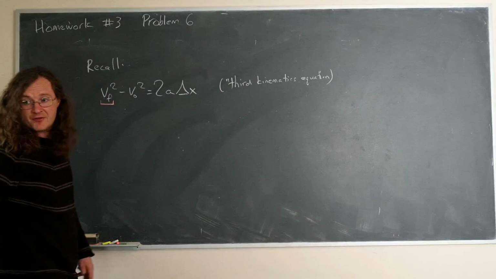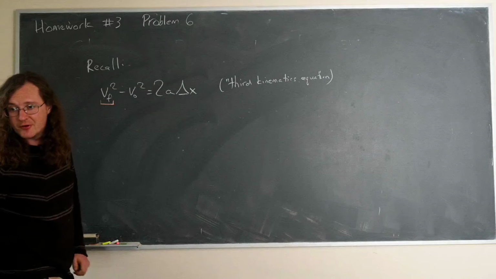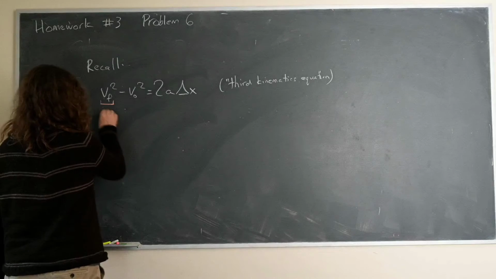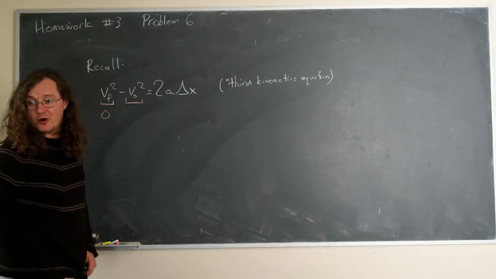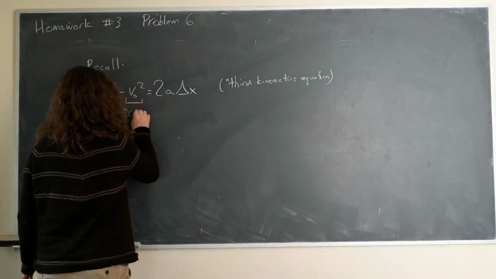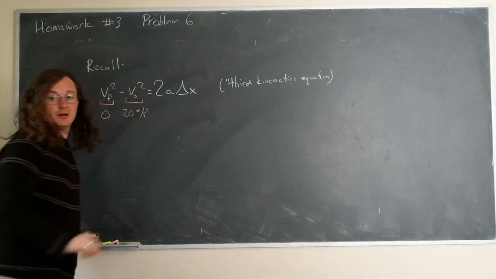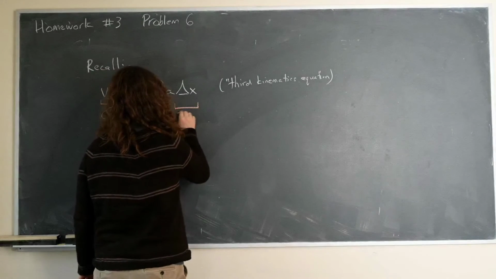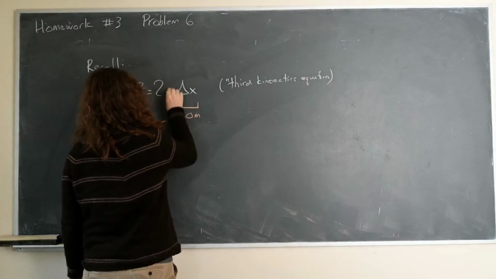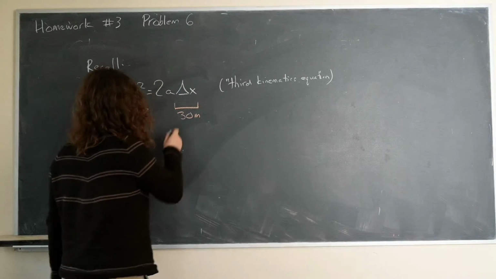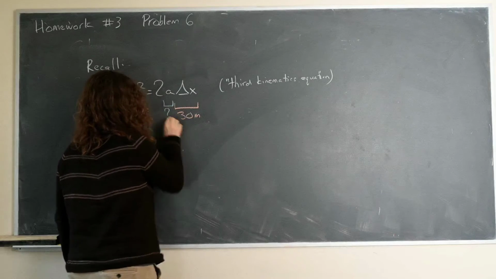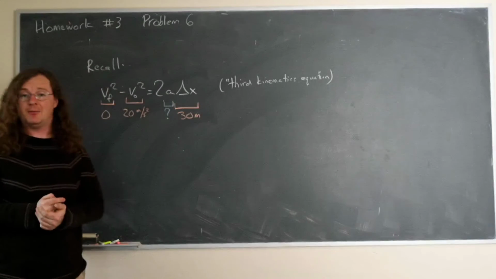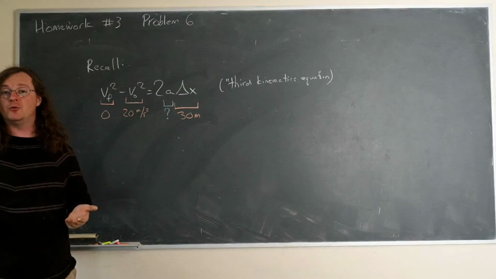We know the final velocity is... the driver's stopping, so 0. We were starting at 20 meters per second squared. The distance here is 30 meters. Now, the acceleration we don't know. So the strategy here is going to be to find the acceleration using kinematics and then stick that into Newton's second law.